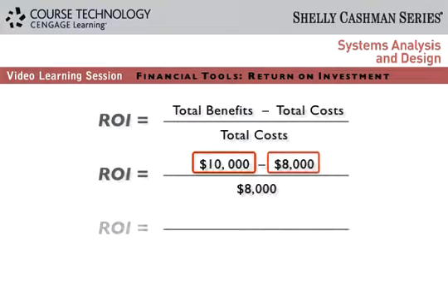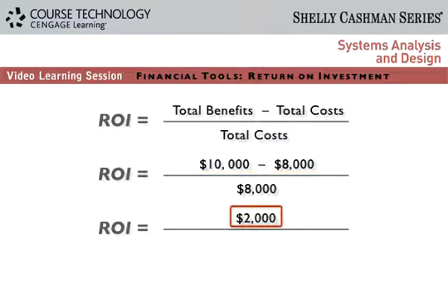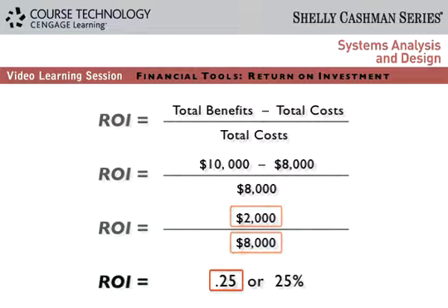10,000 minus 8,000 is 2,000. And 2,000 divided by 8,000 is 0.25. So the ROI is 25%. 25% looks good. But that's the total return over the project's useful life. So if it takes 6 years of operation to earn 25%, that's only about 4% per year.